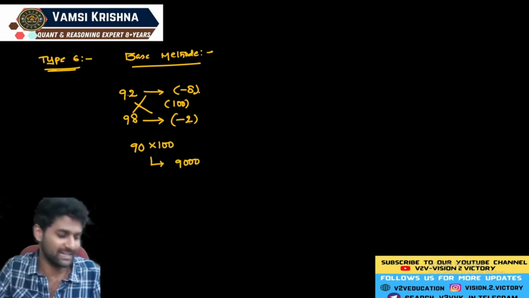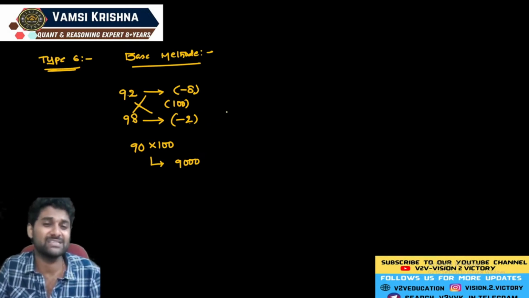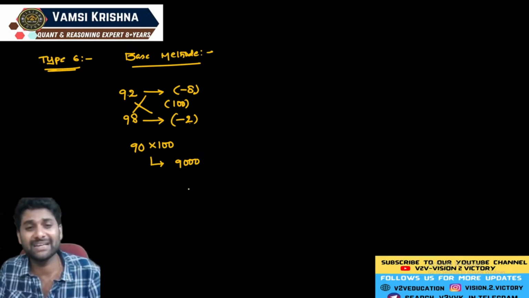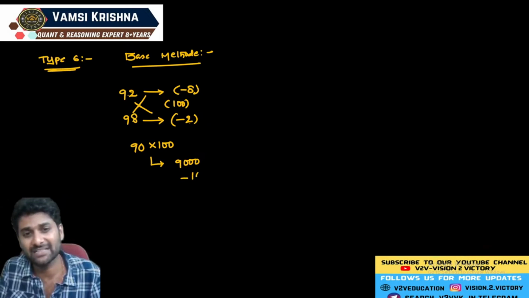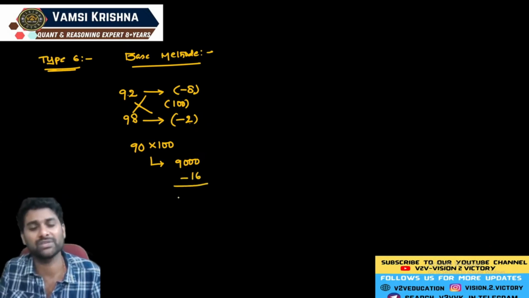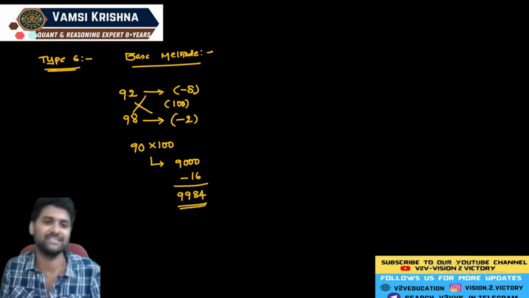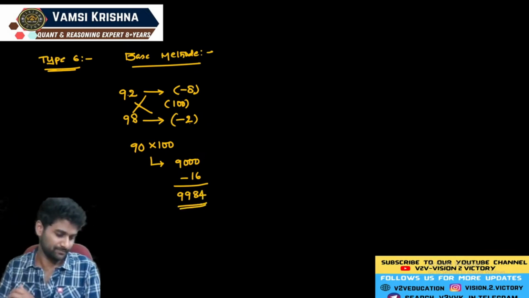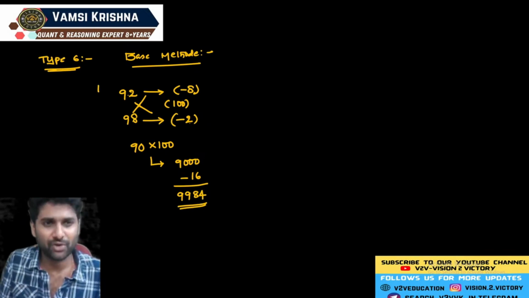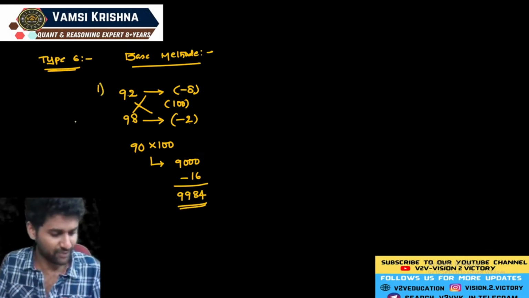Now we have the resultant. If minus 8 is multiplied by minus 2, the resultant is plus 16. Just add that value to 9000. Now you will get the value 9984. This is your resultant. Don't worry, I just want to give you more examples to understand this.